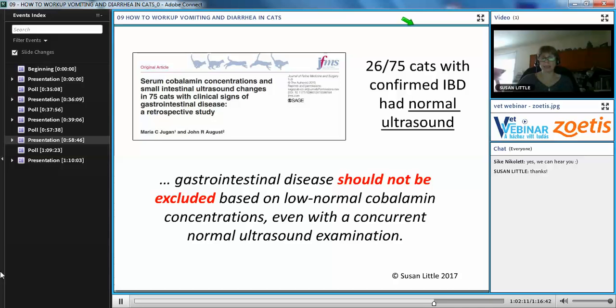And these authors at Texas A&M said you can't exclude gastrointestinal disease just because the cobalamin is in the low normal range and the ultrasound exam is normal. There were no abnormal findings. We still have to keep especially small intestinal disease on our radar.